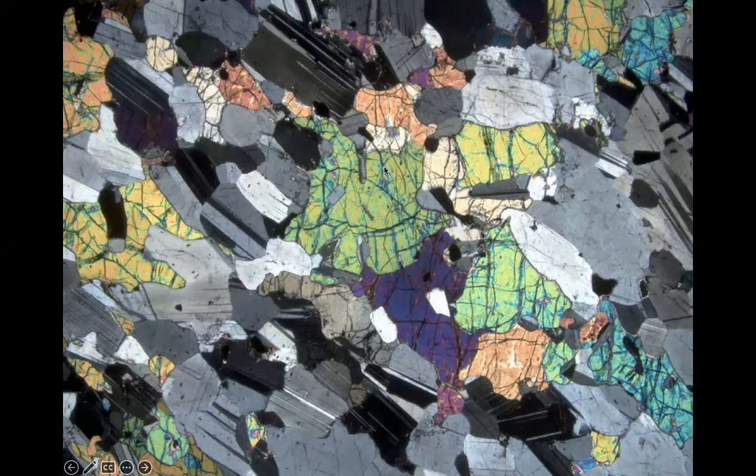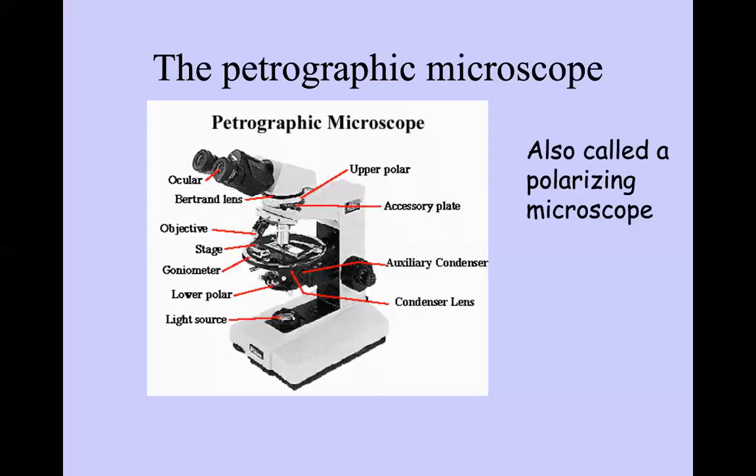So 100 times magnified, or 400 times, or 500 times magnified means you can observe very, very tiny features of the sample, which are never observable through your naked eye or even using a hand lens. So that is the basic objective of using this microscope, the polarizing microscope.